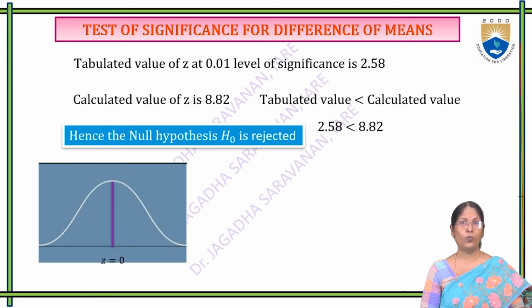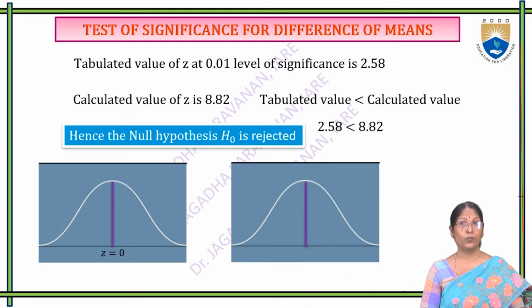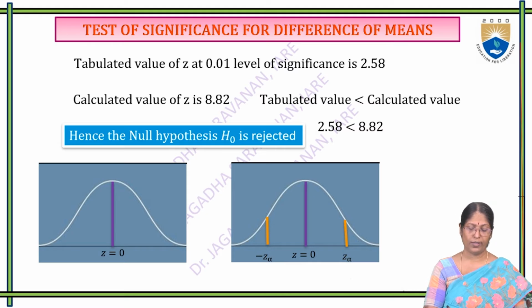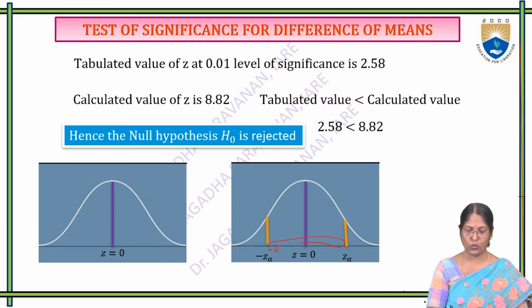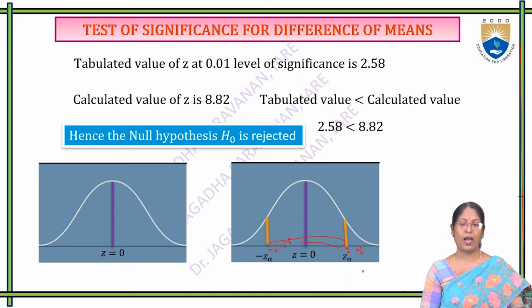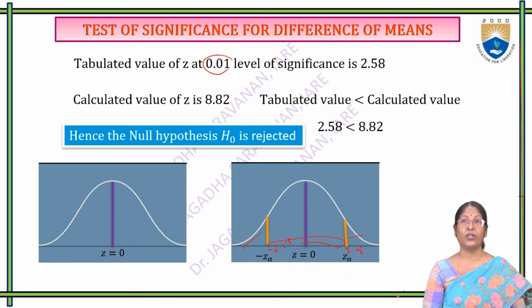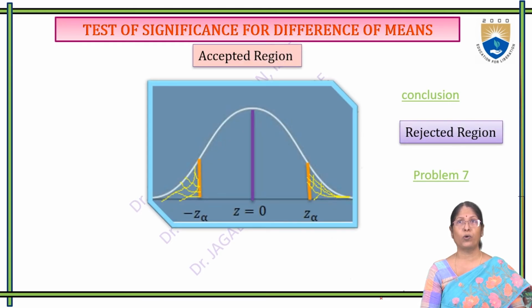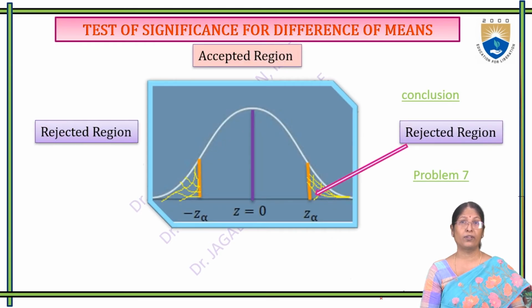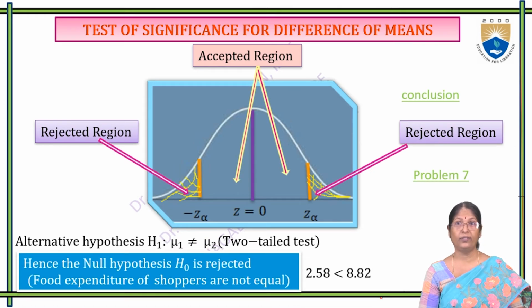So the normal curve, and we have taken a two-tail. So on both sides, the accepted region is from minus Z alpha to Z alpha, that is minus 2.58 to 2.58, two-tailed test at 0.01. This is the rejected region, the two tails. So for more clarity about the accepted and rejected region, this graphical representation helps us to get the clarity.